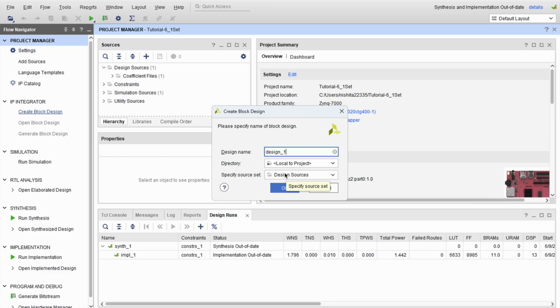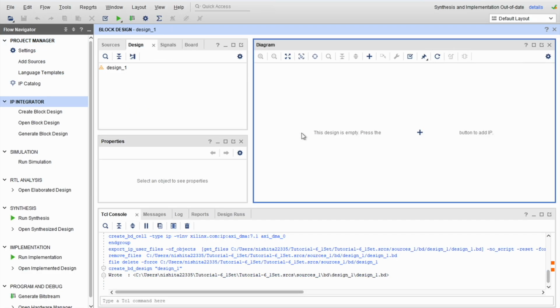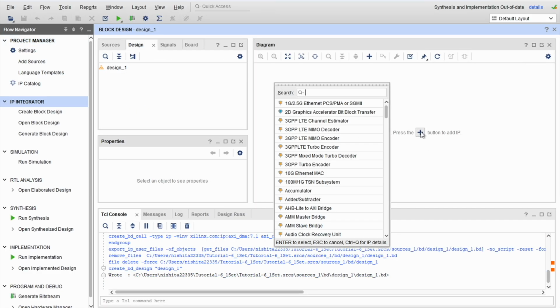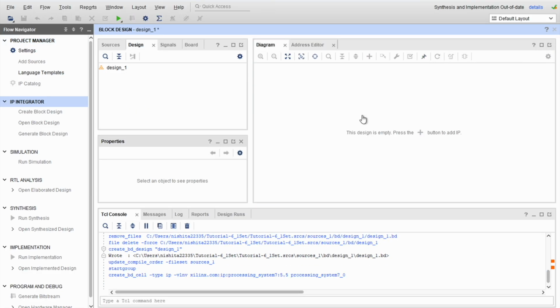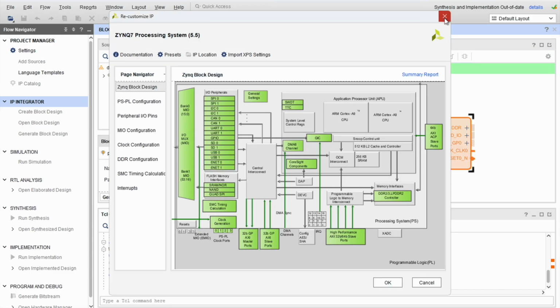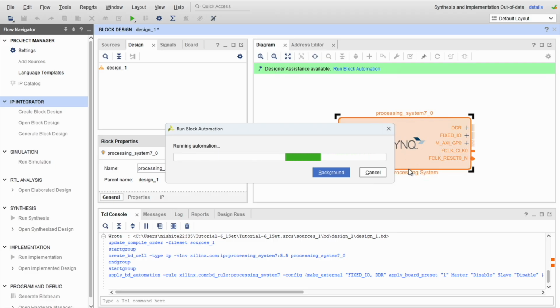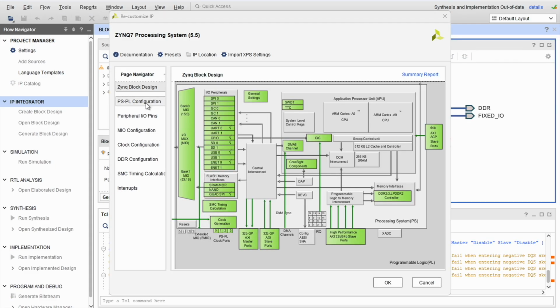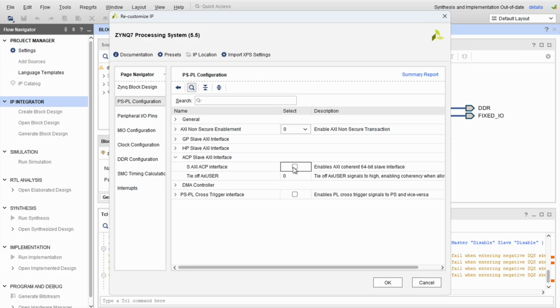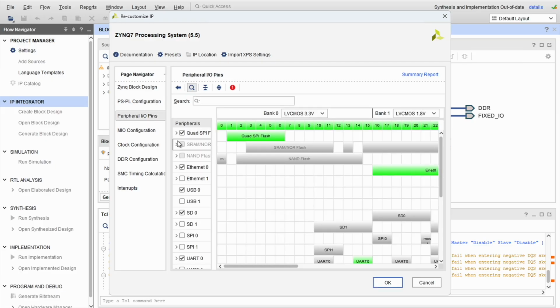With the implementation of tutorial 6, first we will implement the P41 advanced channel sequence via one coefficient set. Then we will move on to the second coefficient set. Let us start by creating our block design, where we first add our Zynq IP and run the block automation. Next step is to enable our ACP port and disable all the peripheral pins.